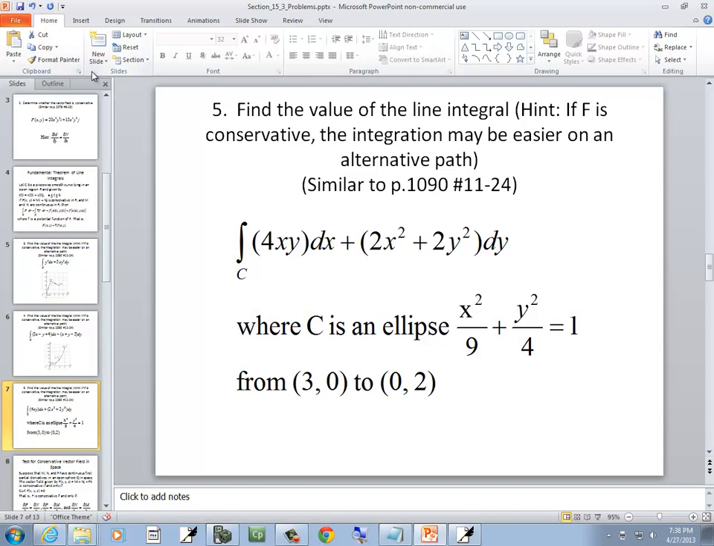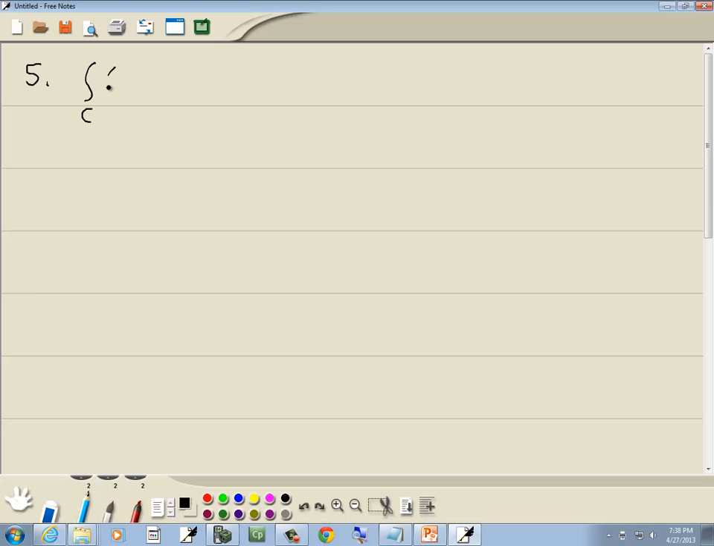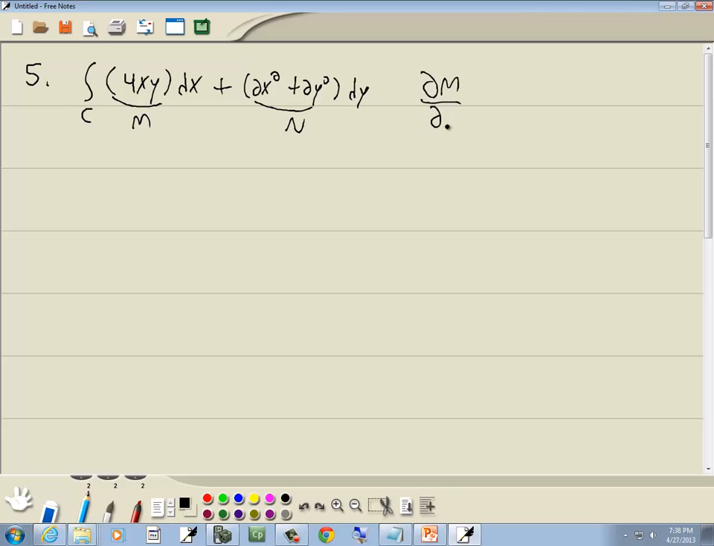Find the value of the line integral, and we've got this right here, 4xy dx plus 2x squared plus 2y squared dy. This is our m, and this is our n. And take the partial of m with respect to y, which would give us 4x, and partial of n with respect to x, and that's going to give us 4x. So we can use the fundamental theorem of line integrals here.